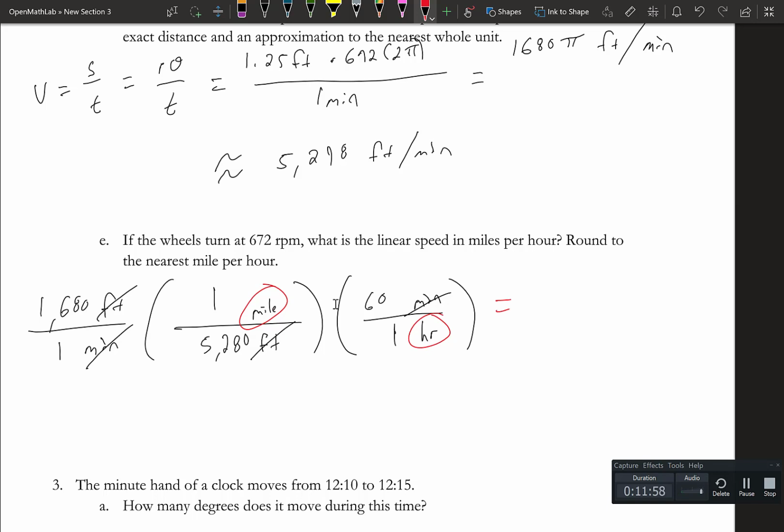we would get what? Whoops, this should be pi here. I forgot to write that down. So this should be 1,680 pi times 60. And that's in miles. And then divide that by 5,280 on the bottom, and the unit on the bottom is hours. So then if I approximate that, that comes out to be 60 miles per hour, rounding to the nearest mile per hour.